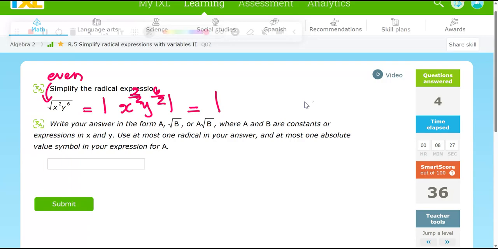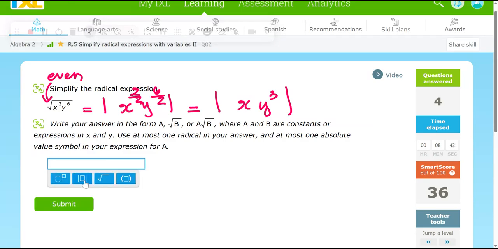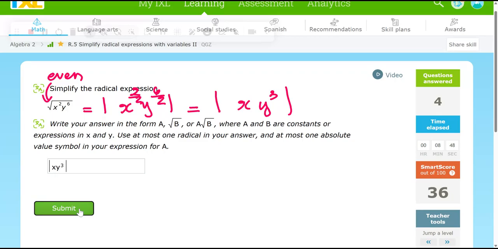Okay, so now absolute value of x and then y to the third. None of this is always positive, so that is the answer. I put it in absolute value, and then I put x and I put y to the third. Okay, voila.